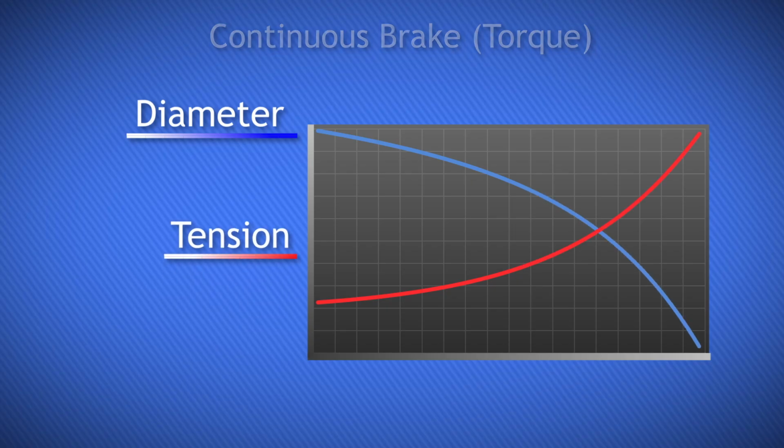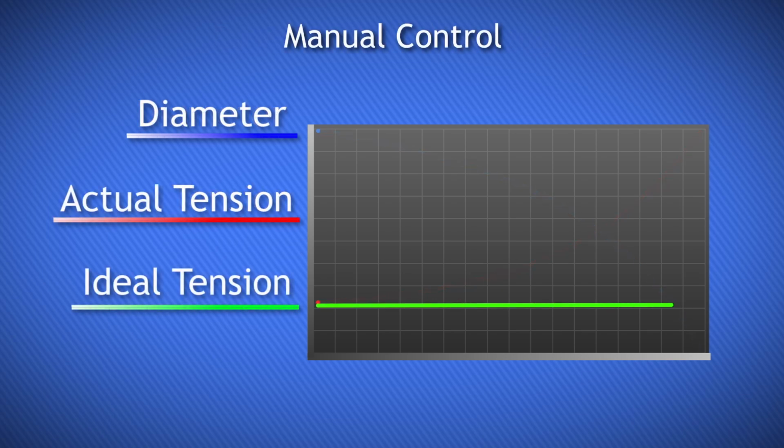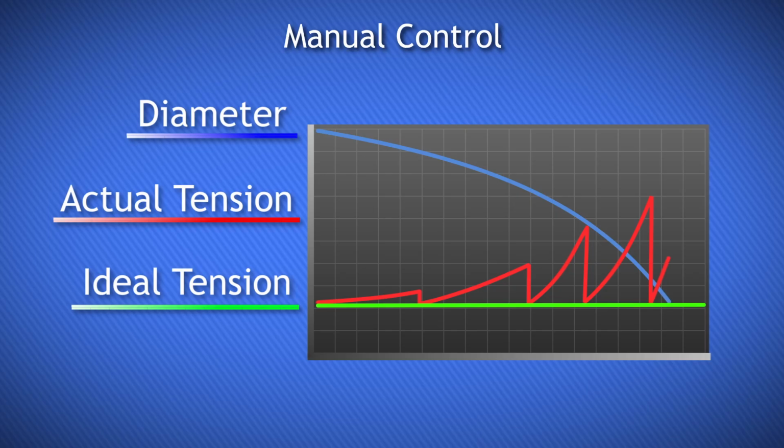Manual control is exactly what it sounds like. An operator watches the web and makes tension adjustments by hand using a regulator. That means constant monitoring throughout the run, often pulling attention away from other critical tasks. And as this graph shows, even with the best operators, manual adjustments introduce spikes and drops in tension, increasing the likelihood of defects, inconsistency, and scrap.